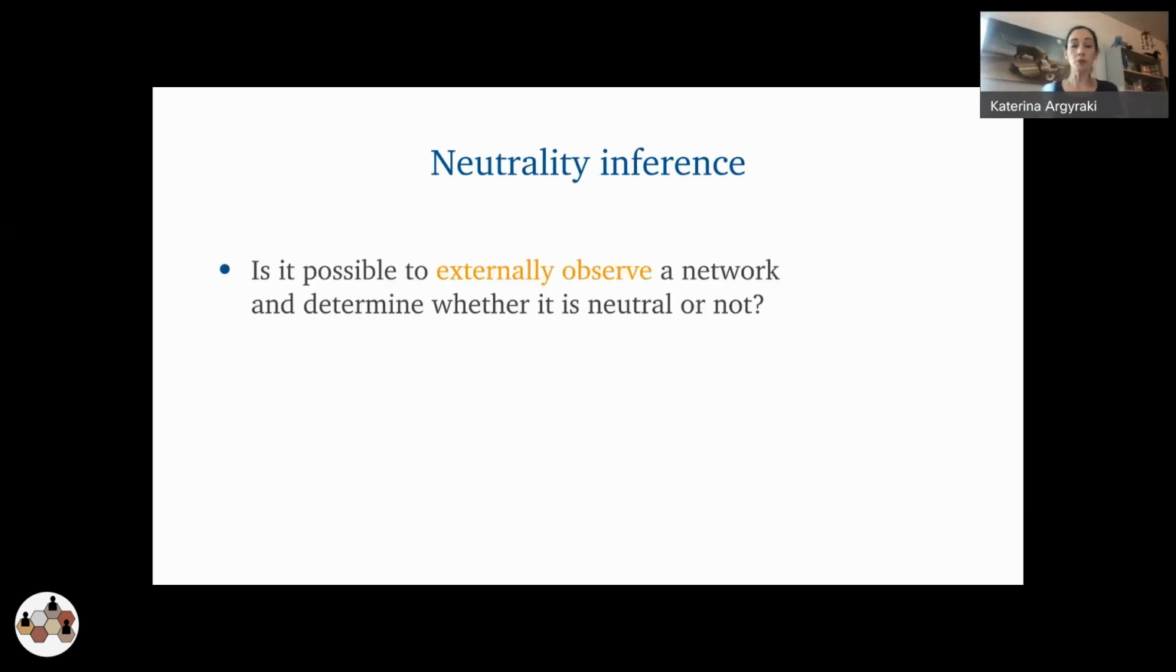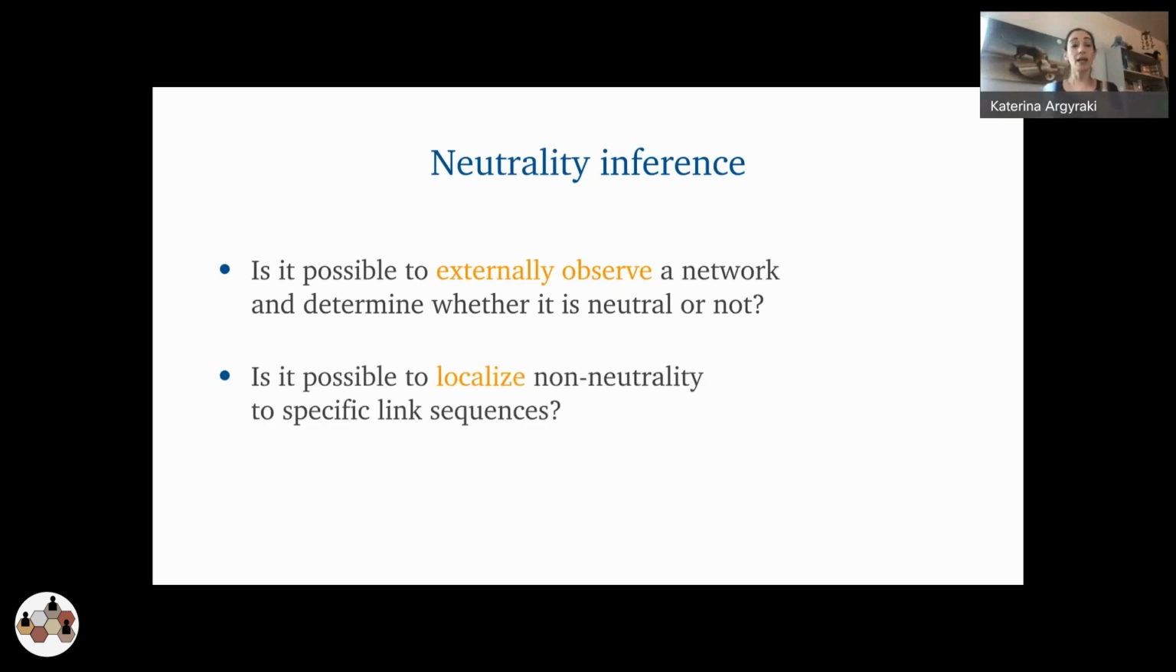Is it possible to externally observe a network and determine whether it is neutral or not? And again, by externally observe, I mean that end users measure the performance end-to-end of the network. And is it possible to localize neutrality violations to specific link sequences, again, based on external observations?